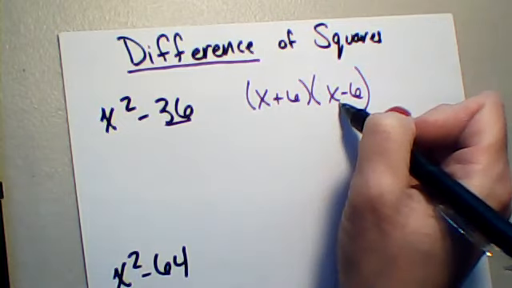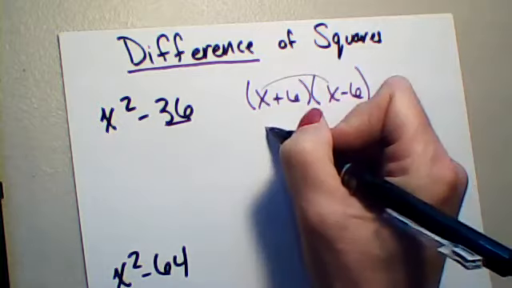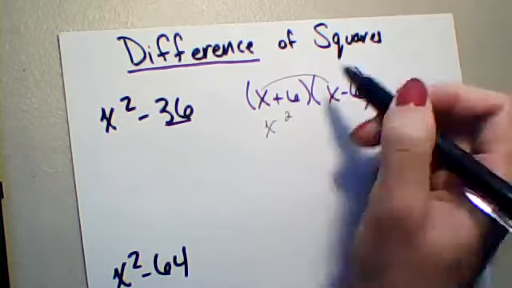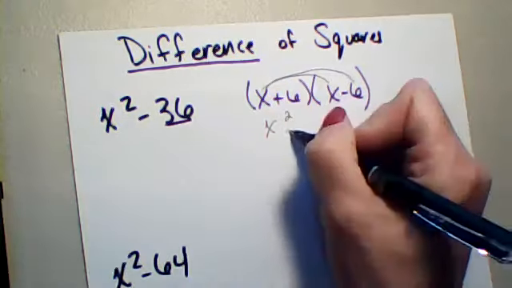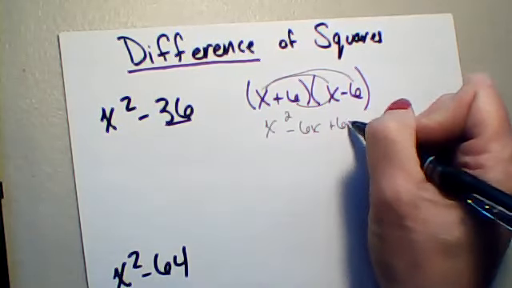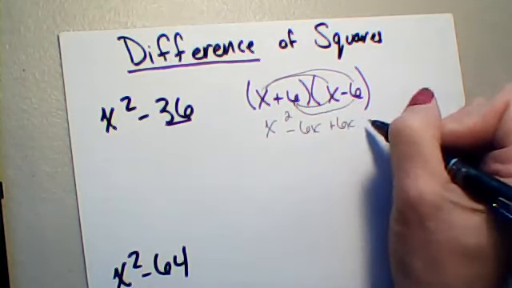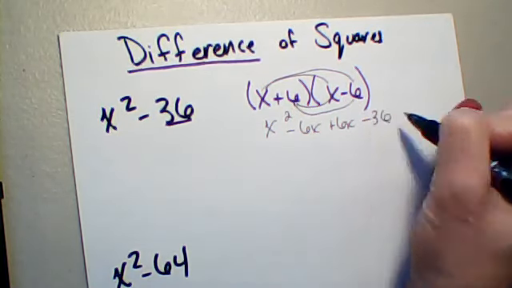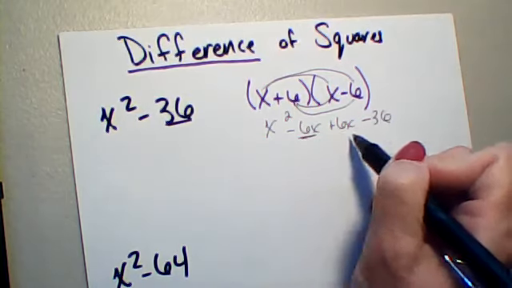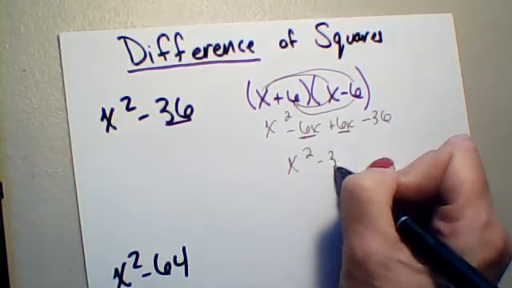So if we multiply this out to check if our factoring was correct, I would have x times x, and I'd get x squared. X times negative 6, get negative 6x. 6 times x, I'm getting a positive 6x. 6 times negative 6, give me that negative 36. And then when you simplify, I have a minus 6 plus 6, so that's a 0. So I'm getting x squared minus 36.